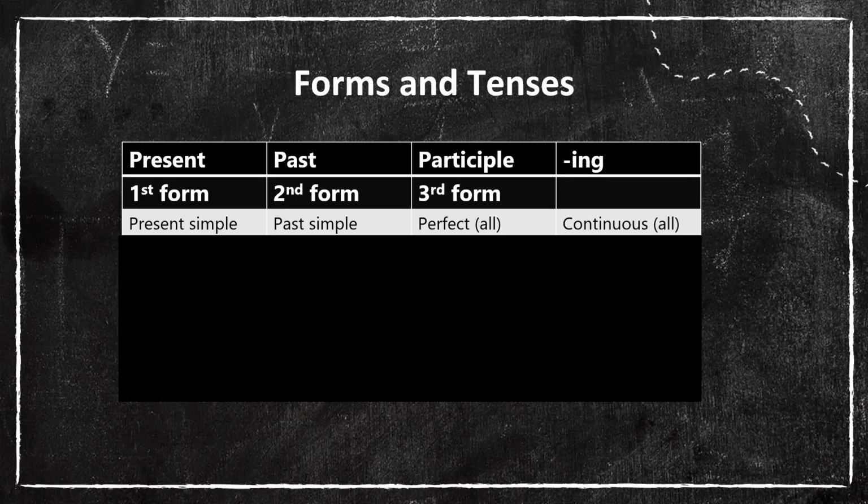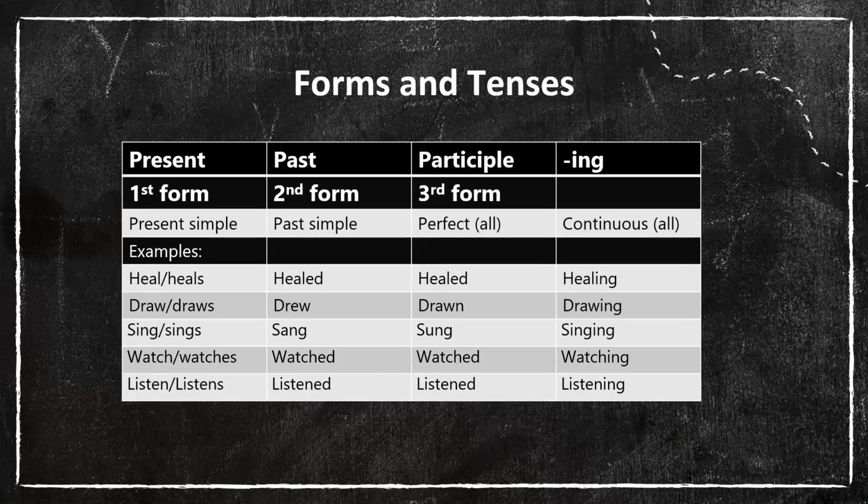Let's go through some verbs so that you can see what I'm talking about. For example, the verb to heal. In present form, it becomes heal or heals. I heal, you heal, he heals. In the past, however, it's healed. Participle, it's also healed. In ing form, it's healing. Then you have draw or draws in the present form. And then you have drew and drawn for past and participle, and drawing in ing. Then you have sing, sang, sung, singing. Then you have watch, watched, watched, watching. Then you have listen, listened, listened, listening.